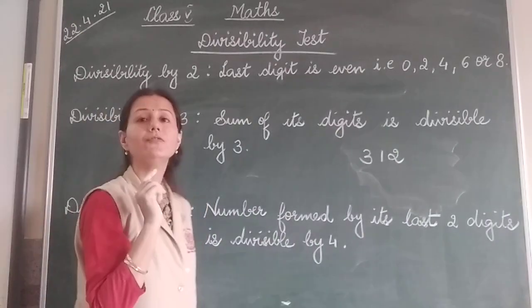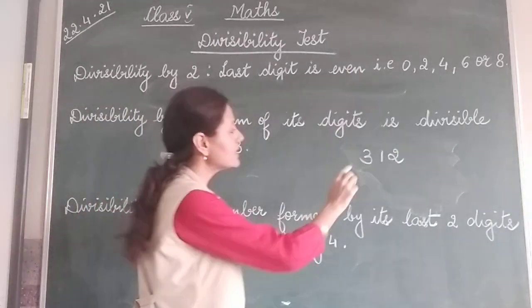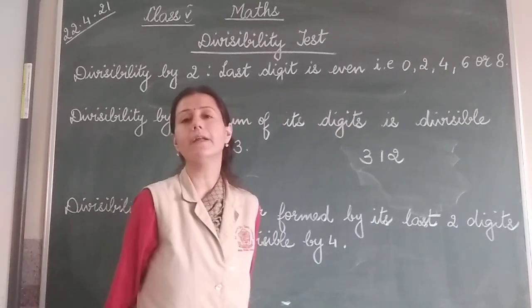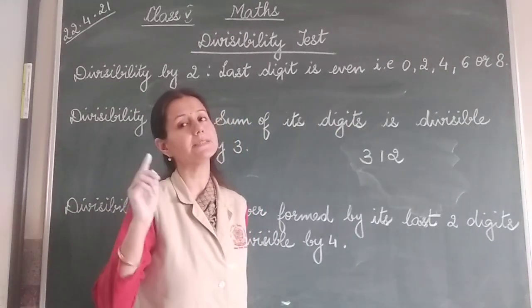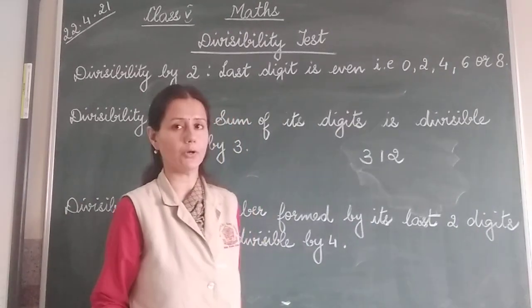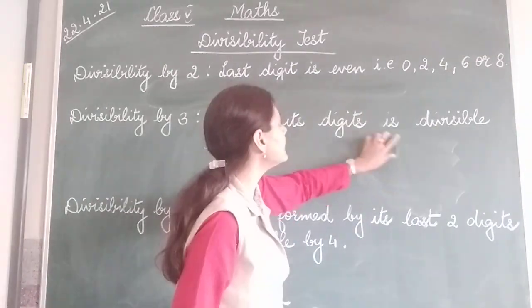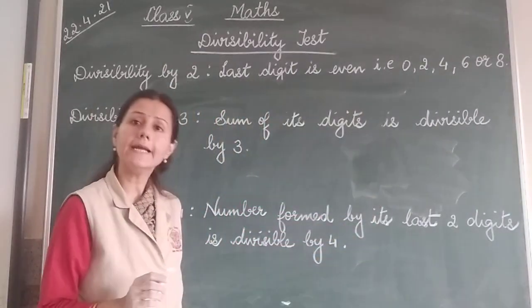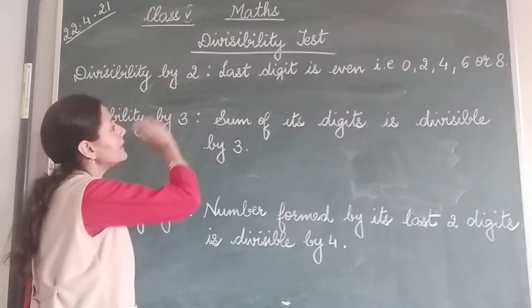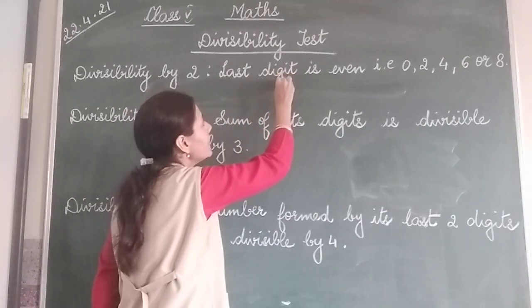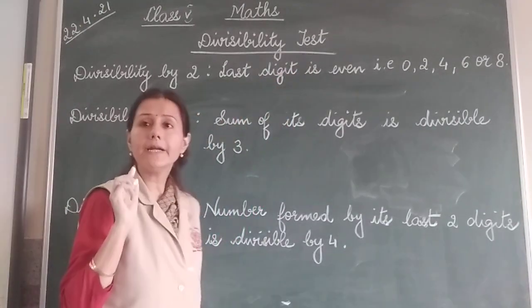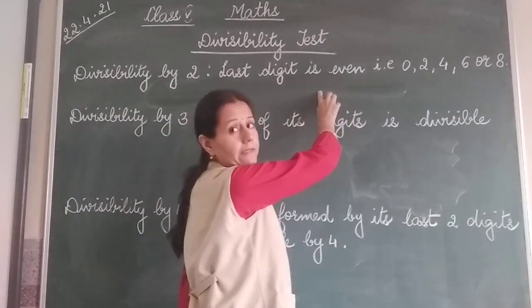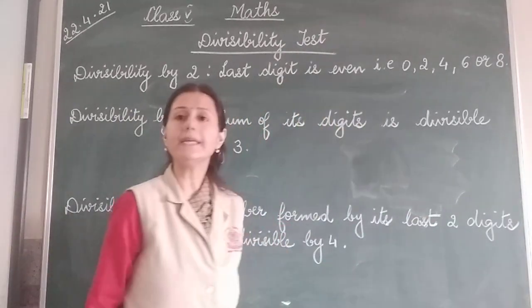With the help of the divisibility test, just by examining the digits of the given number, you can find out whether the number is divisible by a given number or not. Okay, so today we will study some of the divisibility tests. First of all, divisibility by 2. For a number to be divisible by 2, the last digit should be even.